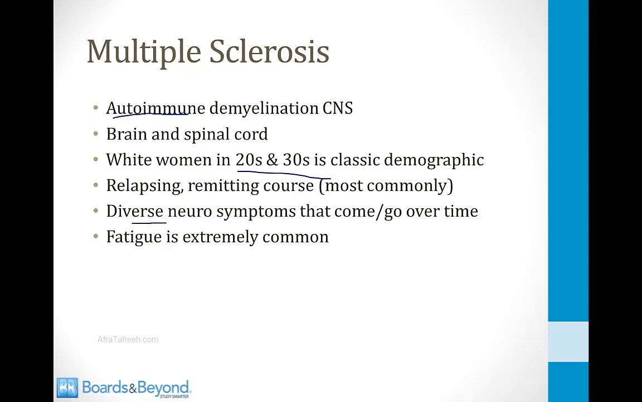There are a diverse set of neurosymptoms that can come and go over time, and the classic teaching is that multiple sclerosis can cause any neurological problem. And one thing you should know is that fatigue is a very big problem for people with this condition. Women, when they're first diagnosed, are often very, very tired. And a classic thing is for a person to feel fatigued after a hot shower. There's less nerve transmission in hot environments, so if you've got multiple sclerosis, you can get worse after a hot shower. And heads up for that on a boards question.